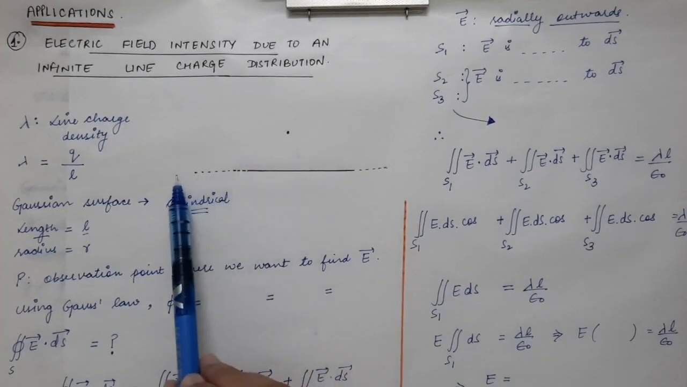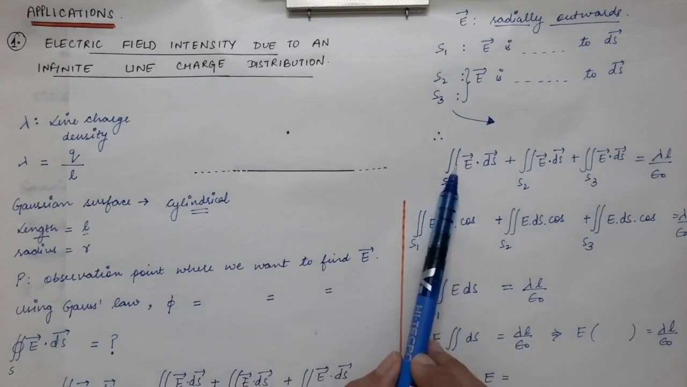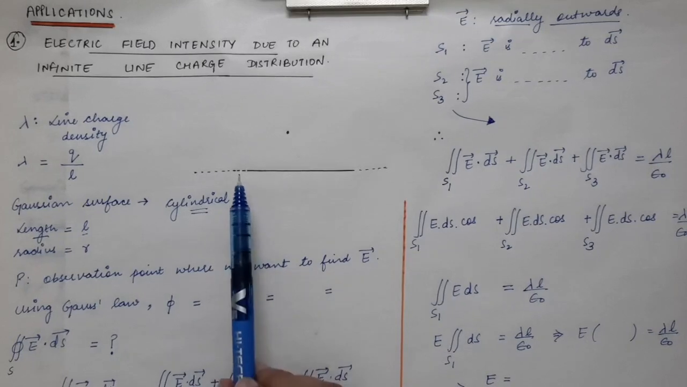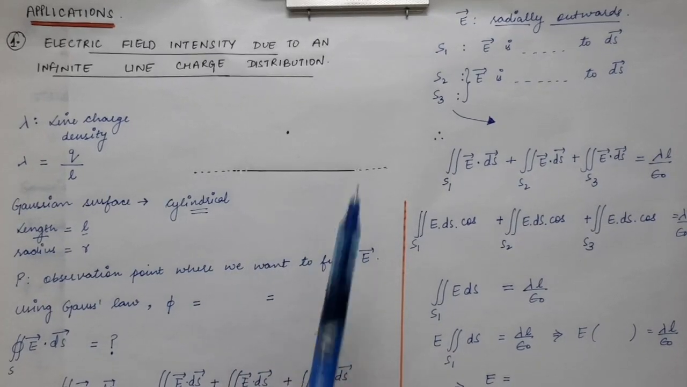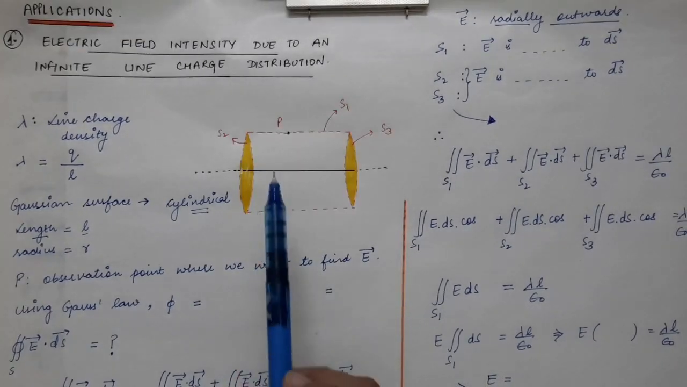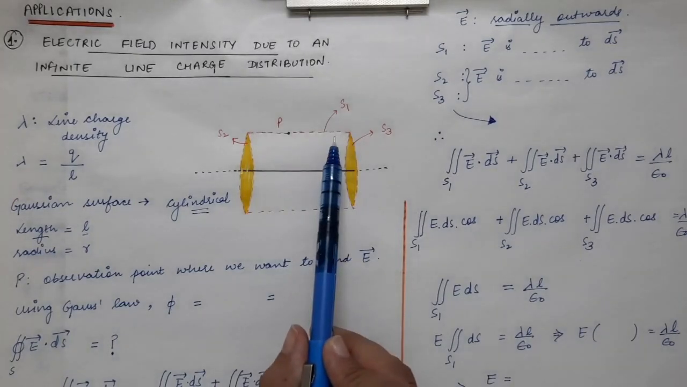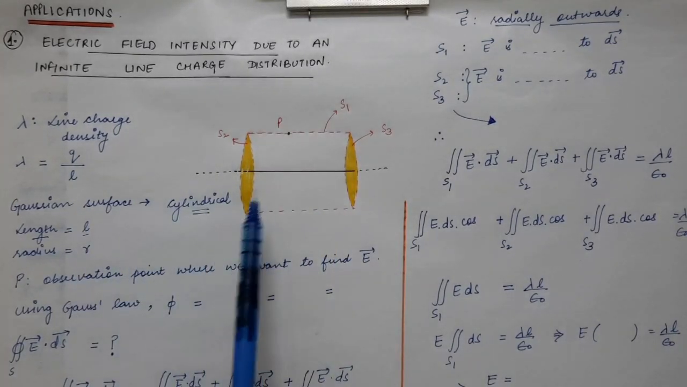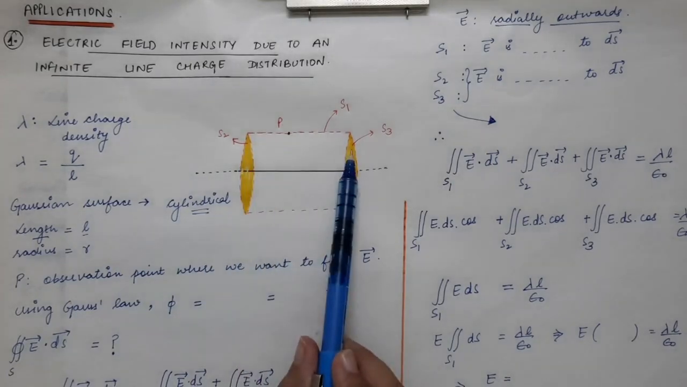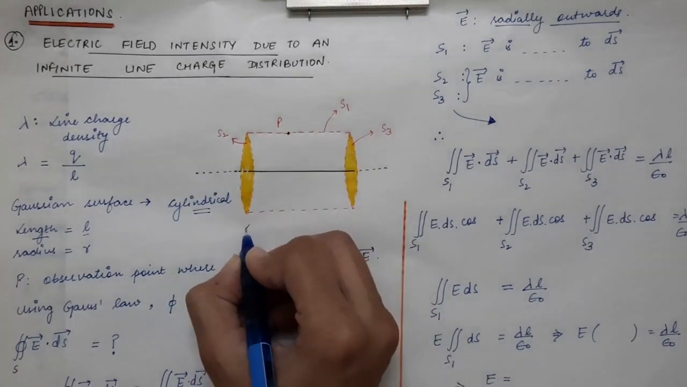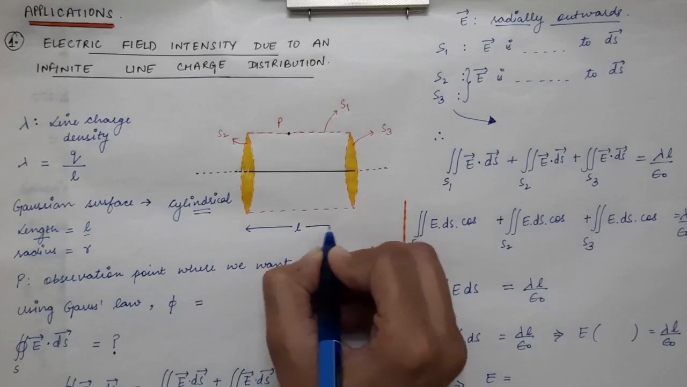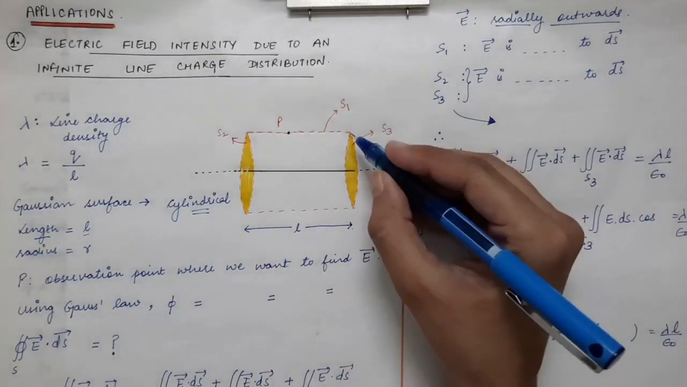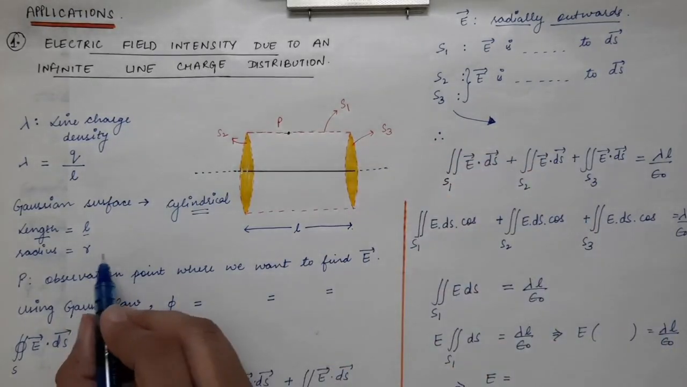So in this case, for an infinite line charge distribution, the Gaussian surface that we will draw will be a cylinder. Here we have drawn a Gaussian surface of cylindrical shape. What will be the length of this cylinder? Let's say that length is equal to small l. So small l is the length of the cylinder, and what is the radius? It is equal to small r.